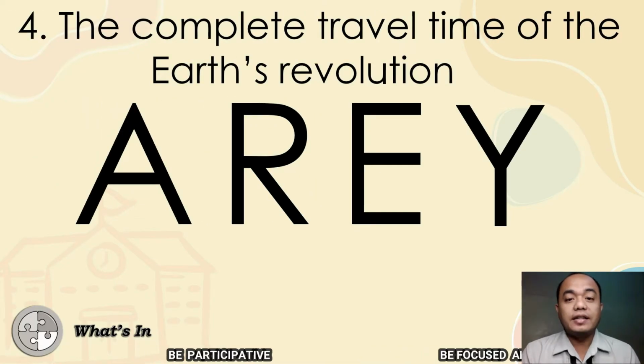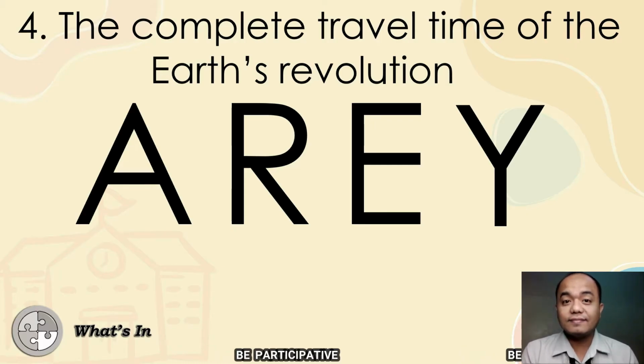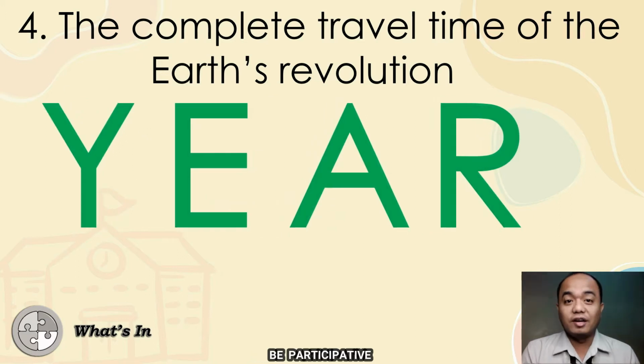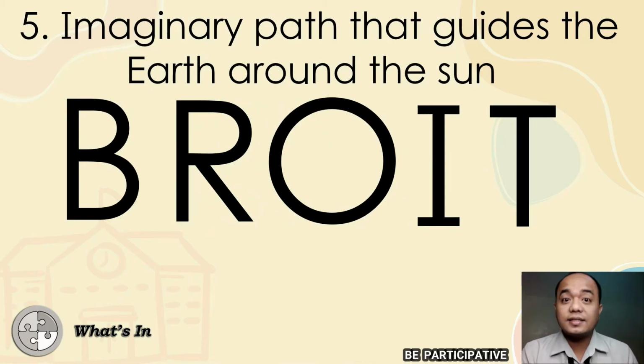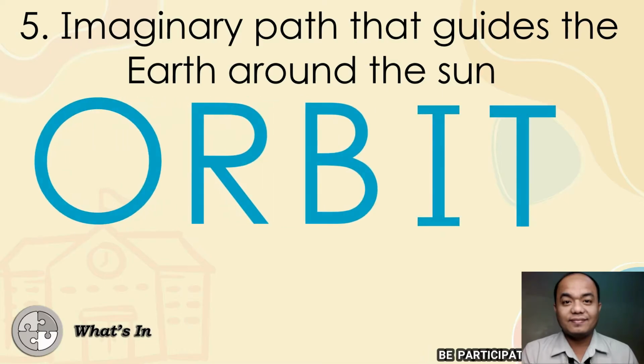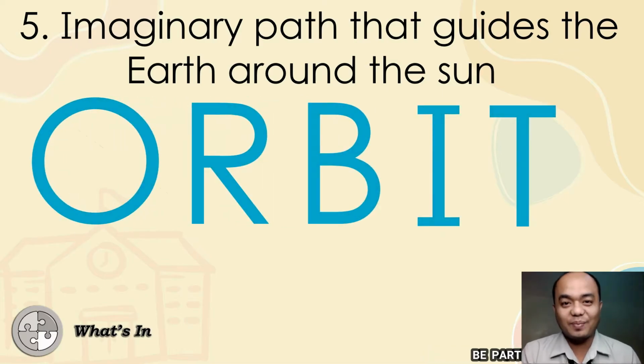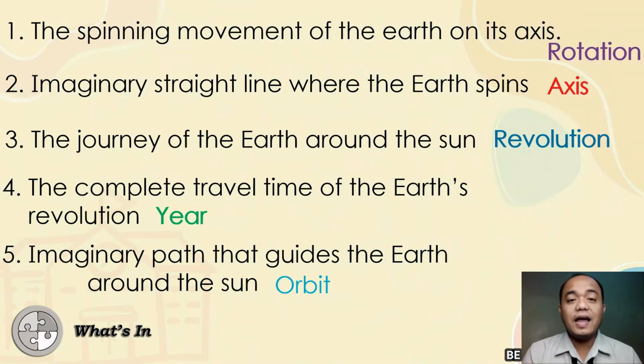And number 4. The complete travel time of the Earth's revolution is called. Very good. It is called a year. Number 5. The imaginary path that guides the Earth around the Sun. Very good. It's orbit. This is now the what's in part of your lesson 2, still in your Science 6 Quarter 4, Module 5.